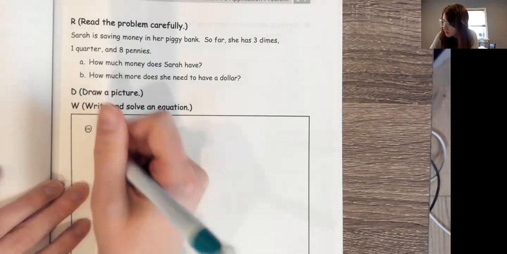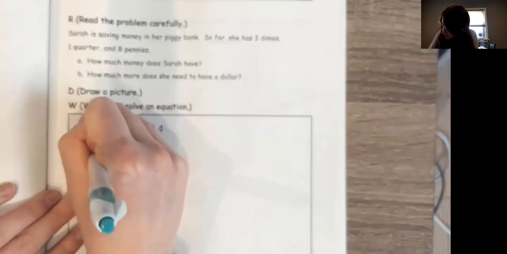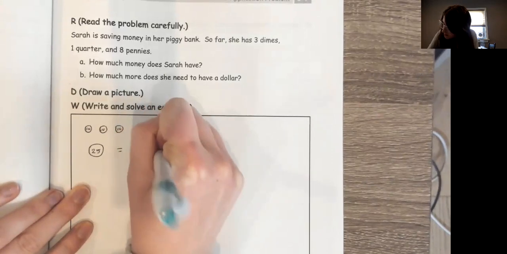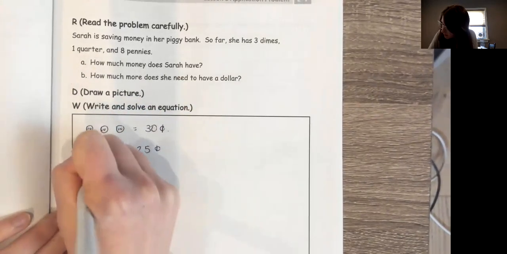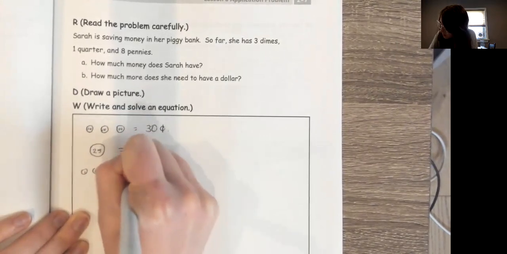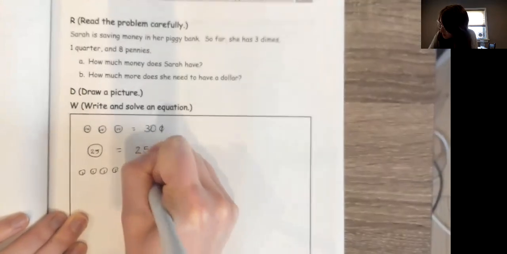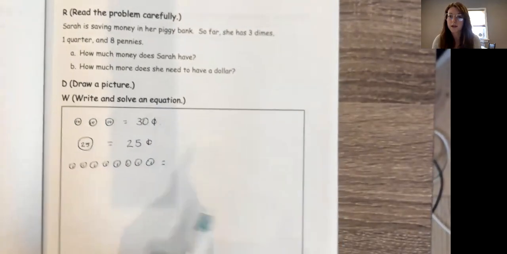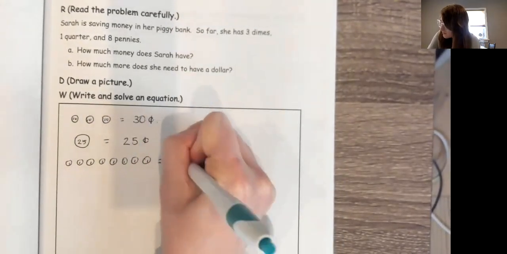I know she has 1 quarter. I know a quarter is worth 25 cents. So that's another 25 cents. And then she has 8 pennies. And we know pennies are worth 1 cent. 3, 4, 5, 6, 7, 8. And we know if we count up all 8 of her pennies, that gives us 8 cents.